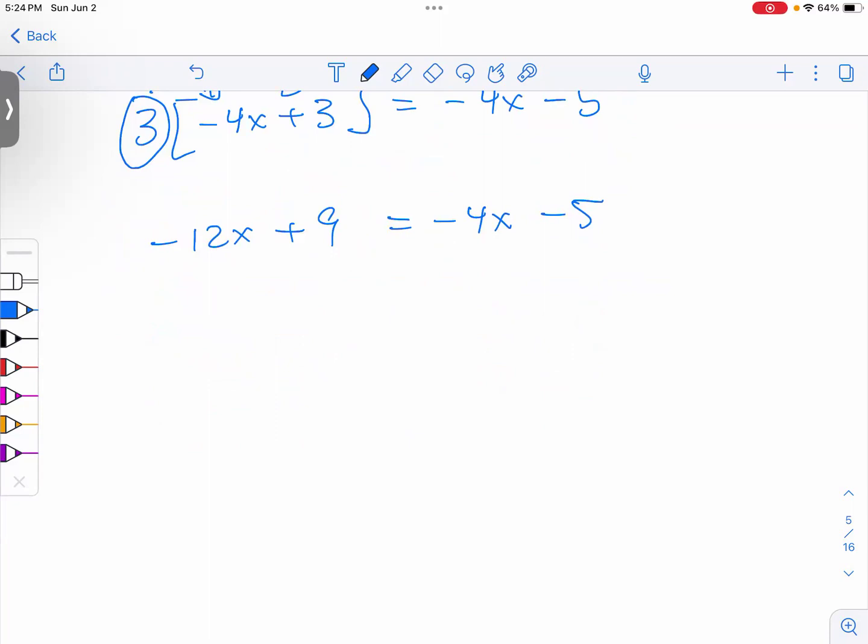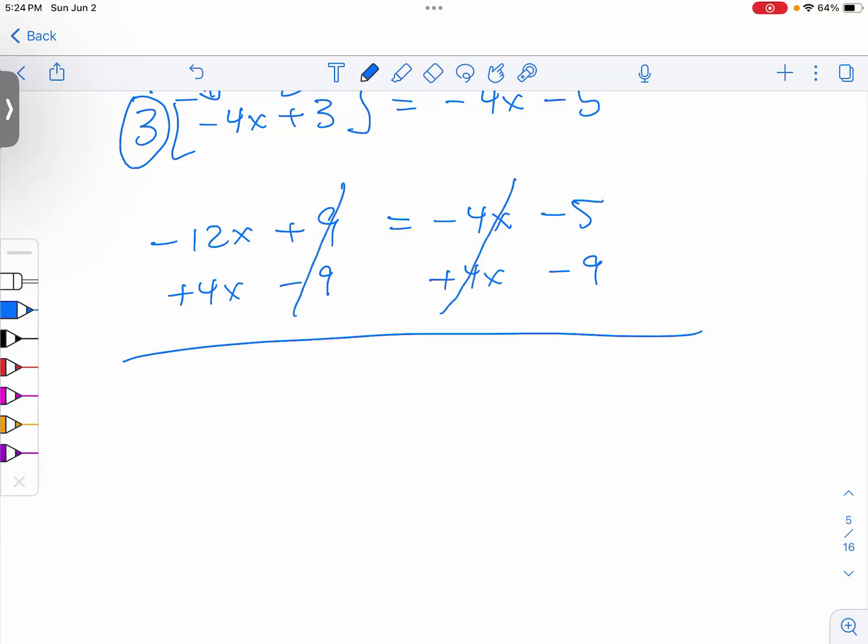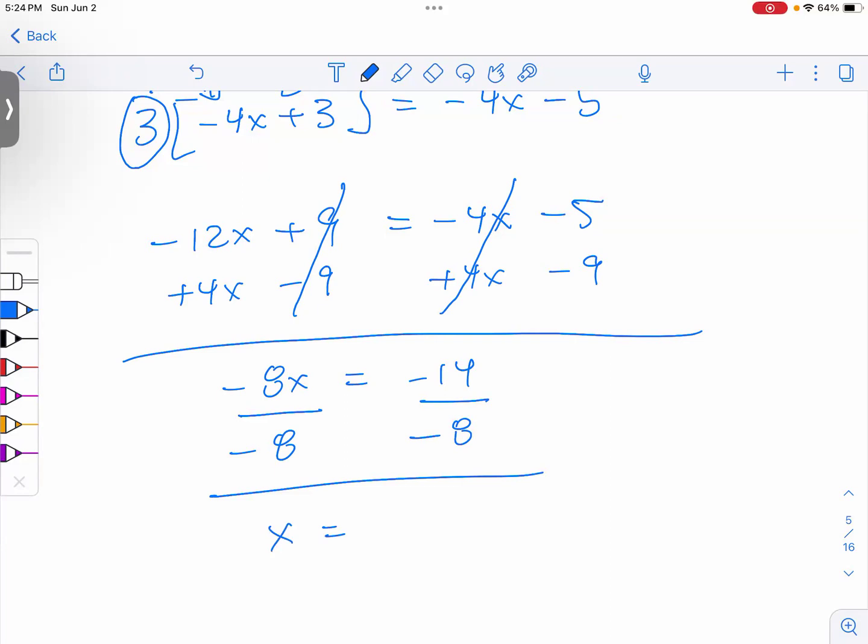And now we have an equation just like we had before. Plus 4x plus 4x. I can also do this at the same time as well. -9 minus 9. That one cancels. That one cancels. I end up with -8x equals -14. And negative divided by a negative becomes a positive. So I end up with 14/8, which I can then simplify to 7/4. And we always want to simplify to the simplest terms. My math lab is very particular about that.